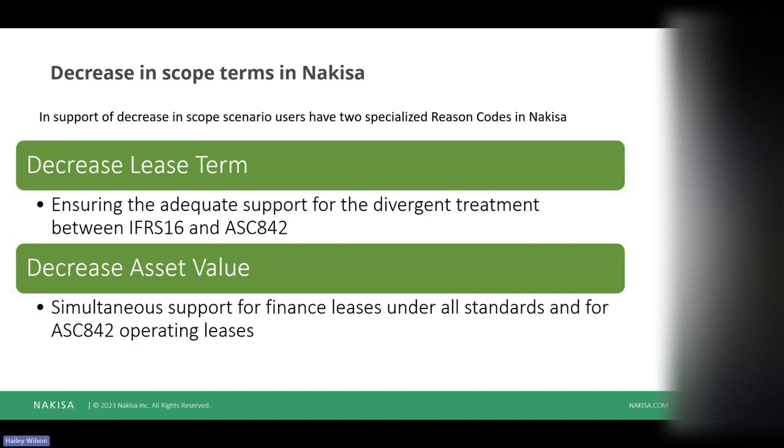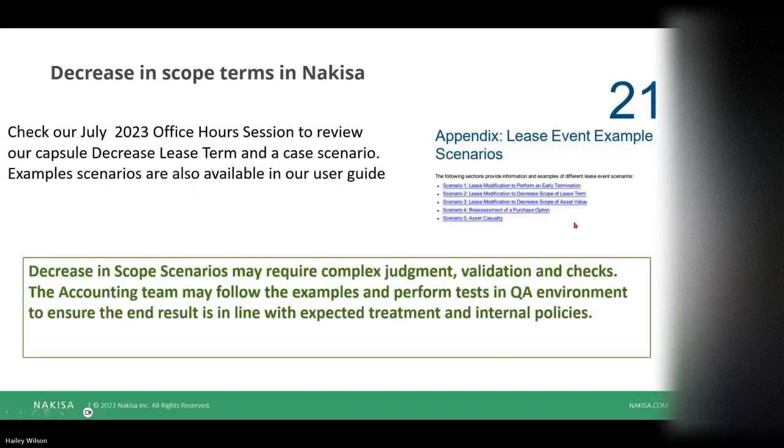The difference between these two reason codes is going to be the treatment under US GAAP, which differs between a decrease in lease term and a decrease in asset value. In the July office hours, we did cover the decrease in lease term. If you would like to review that session, as well as the case scenario that we presented, that can be found on the office hour website. Additionally, we have examples of both decrease in lease term and decrease of asset value in our user guide.